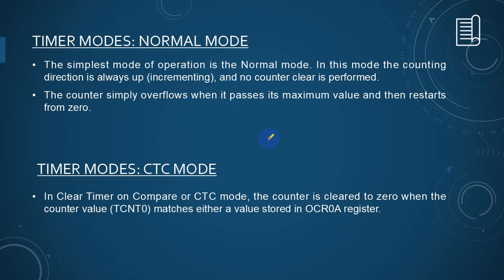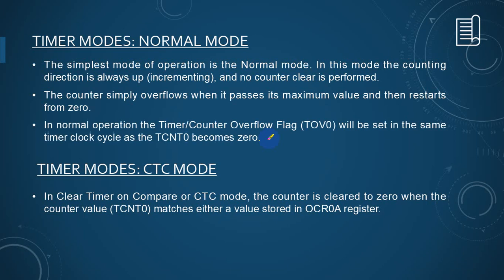No complexity, simple operation. In normal operation, the timer counter overflow flag TOV, timer overflow 0, will be set in the same timer clock cycle as the timer counter 0 becomes 0. That means, since it is something like this, you are counting. You go to the top, then you come back to 0. Again, you go to the top, you come back to 0. So when you come back to 0, this flag will be set to 1 to indicate that, okay, 1 count has been made.